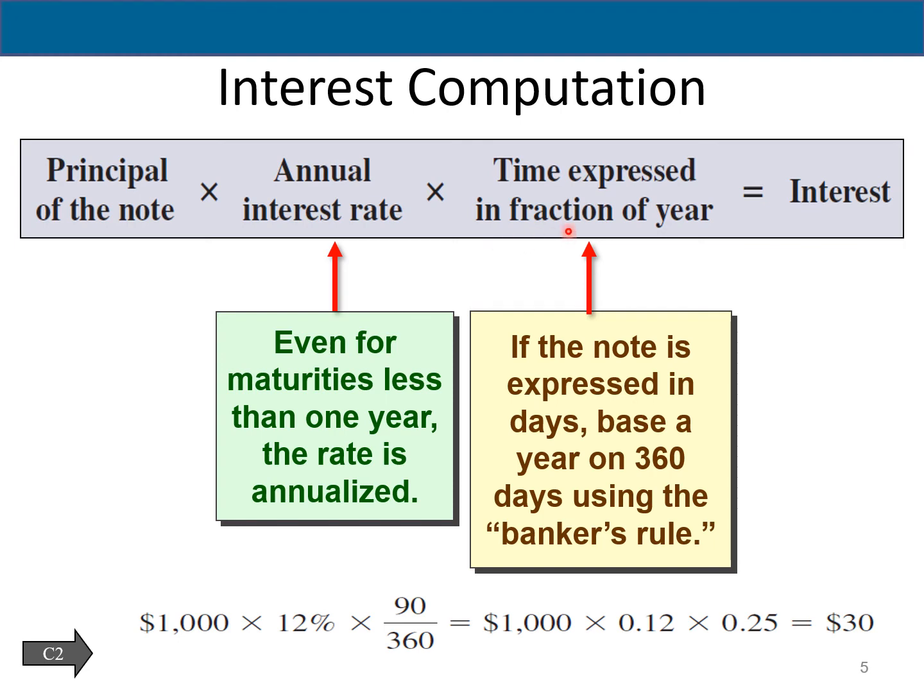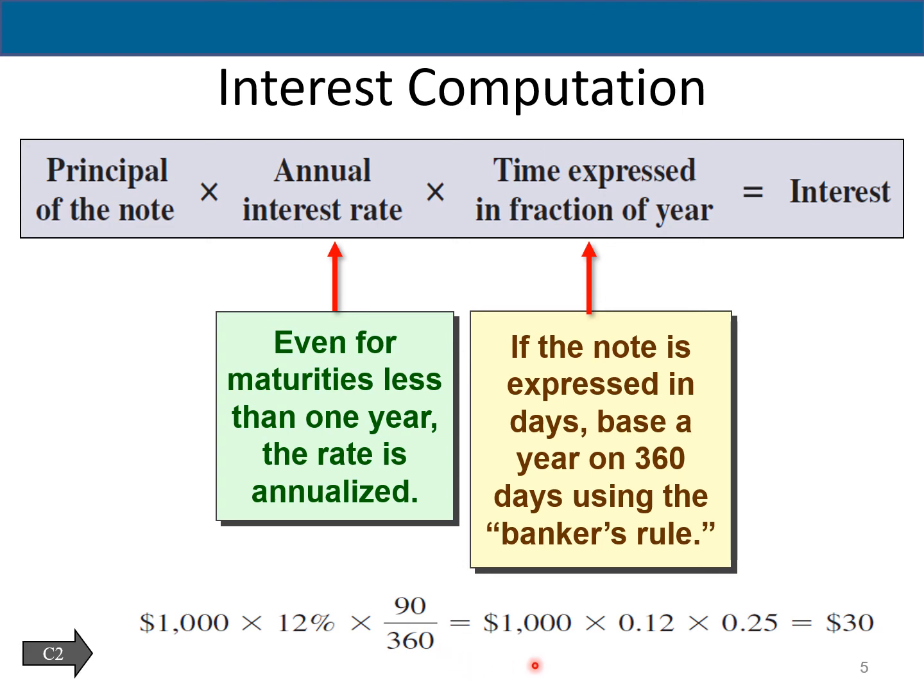In our example, Julia borrowed $1,000. She's being charged 12% interest, and it's a 90-day note, so the fraction of time is 90 divided by 360. And you're thinking, well, Tutra, there's 365 days in a year. Why are you dividing by 360? That's the banker's rule. And bankers have been doing this for quite a long time. And I personally think it's because they're making more money on us. But anyway, when you do your homework, make sure that you divide by 360 and not 365.